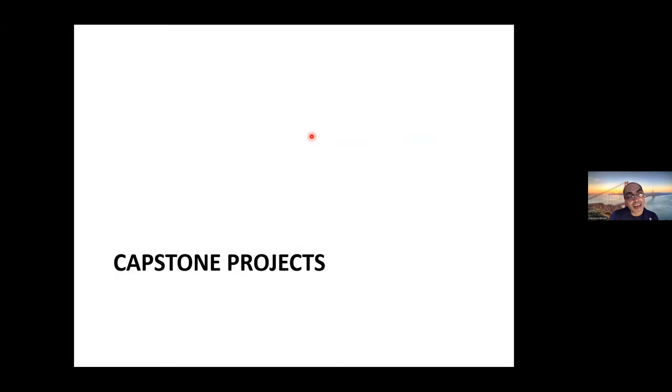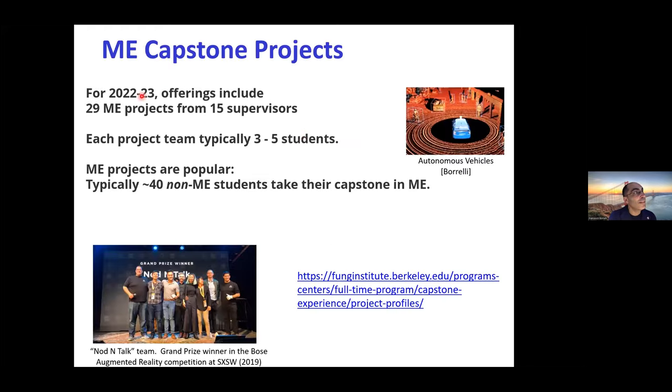The Capstone project is really one of our pillars, and if we have time, I'm going to do a deep dive on it. We had around 29 ME projects last year from 15 supervisors. Each project has around 3 to 5 students. If you work with me, for instance, I do a lot of autonomous vehicle projects, and they're very popular because we merge the mechanical side with the modeling, simulation, and AI part of it. Usually around 40 non-mechanical engineering students take an ME Capstone project.